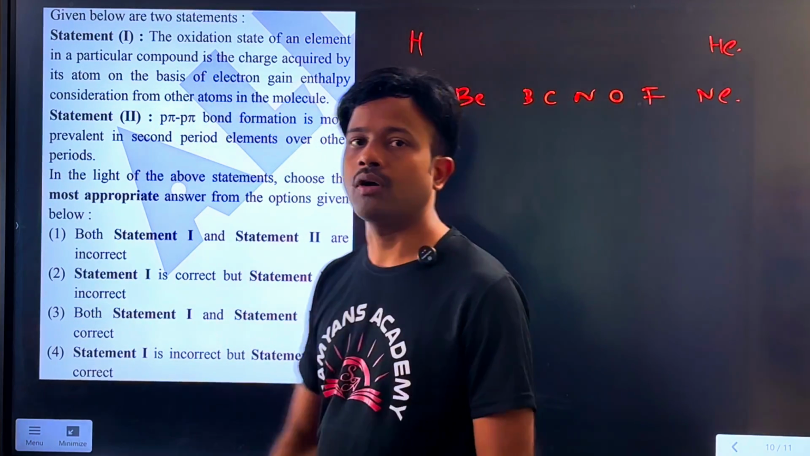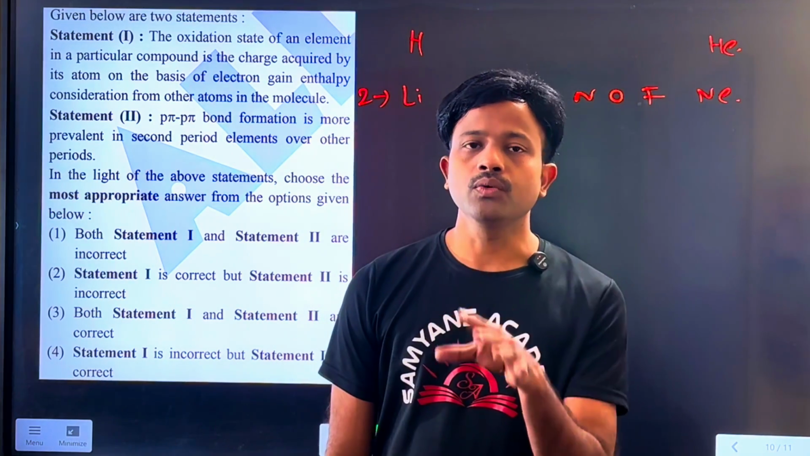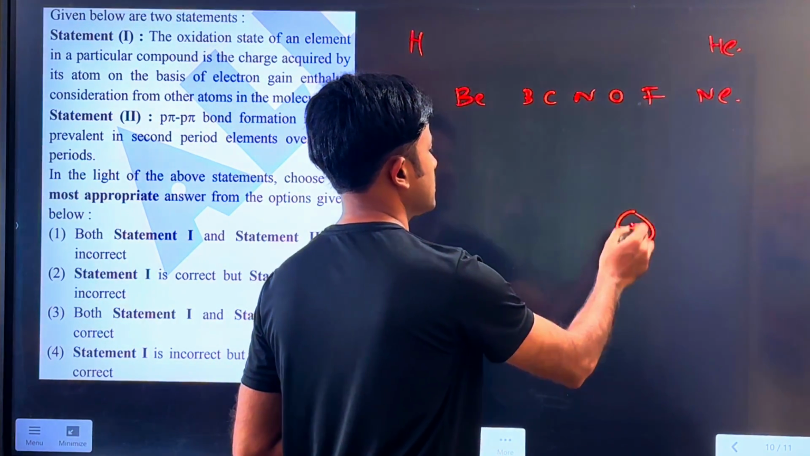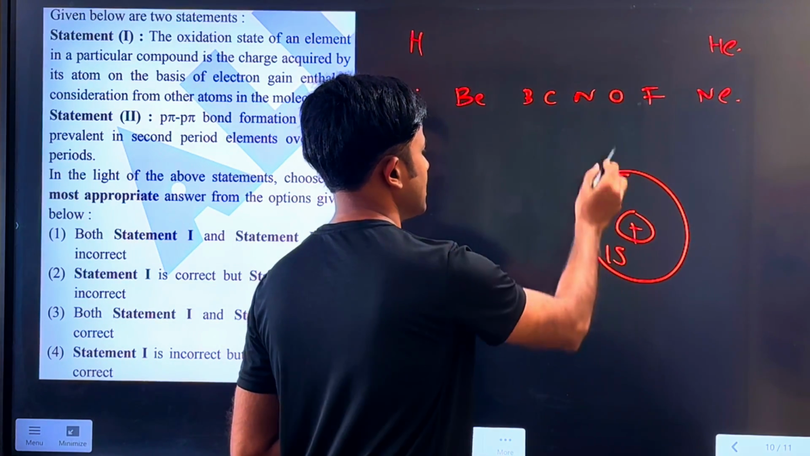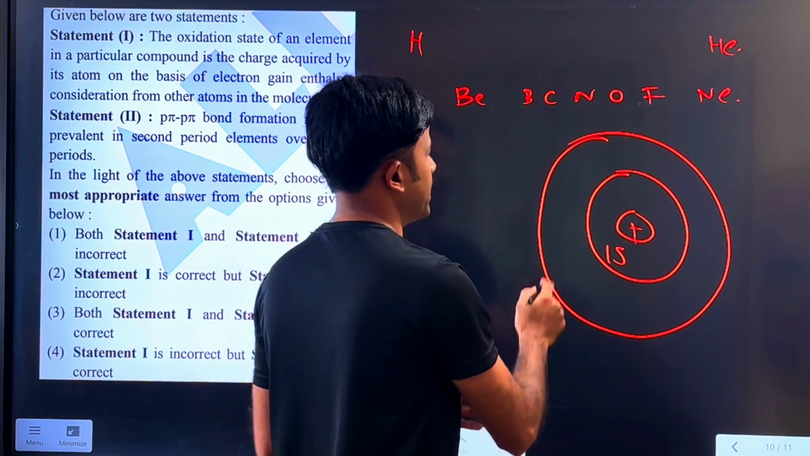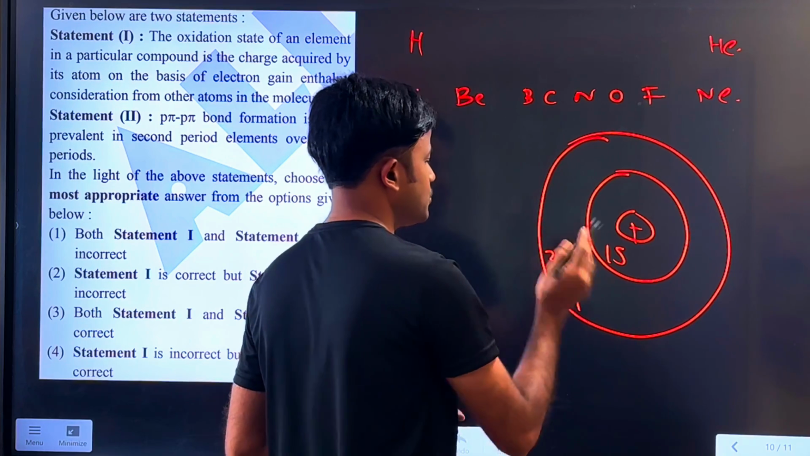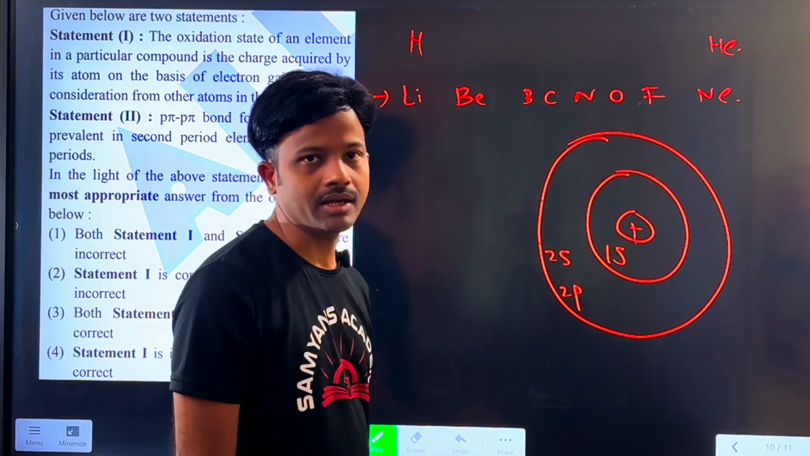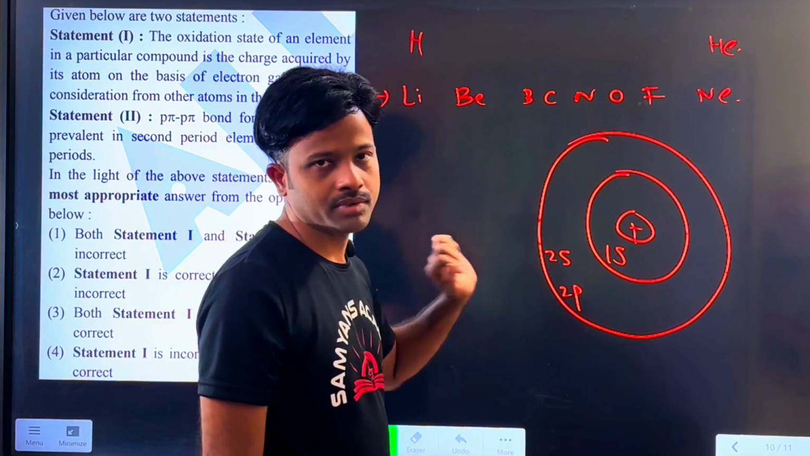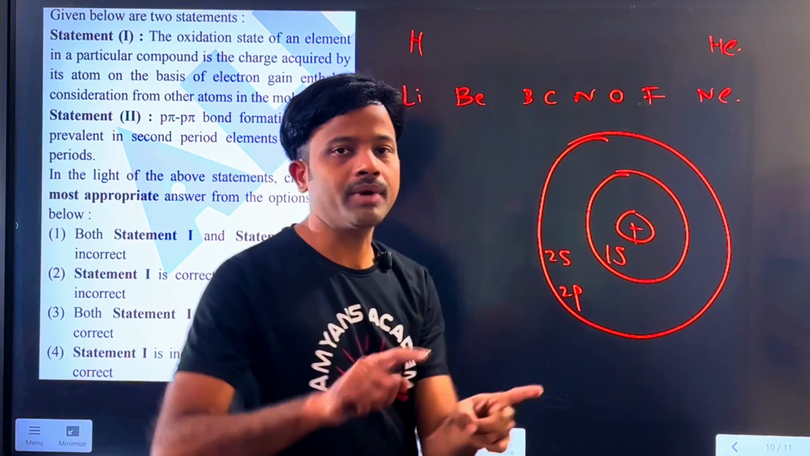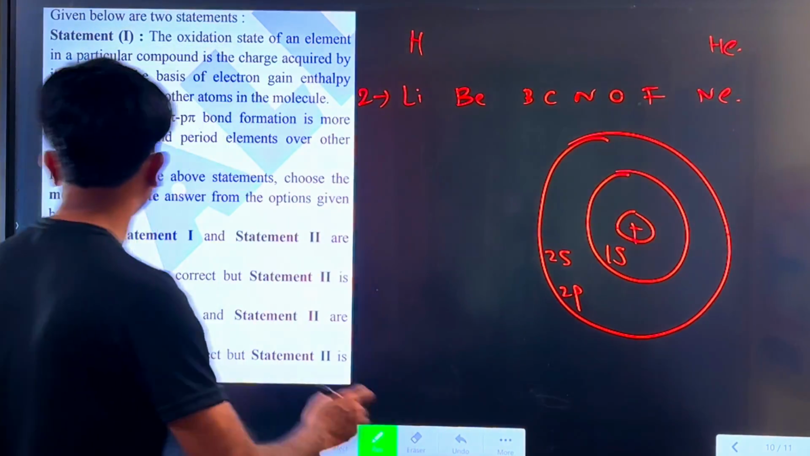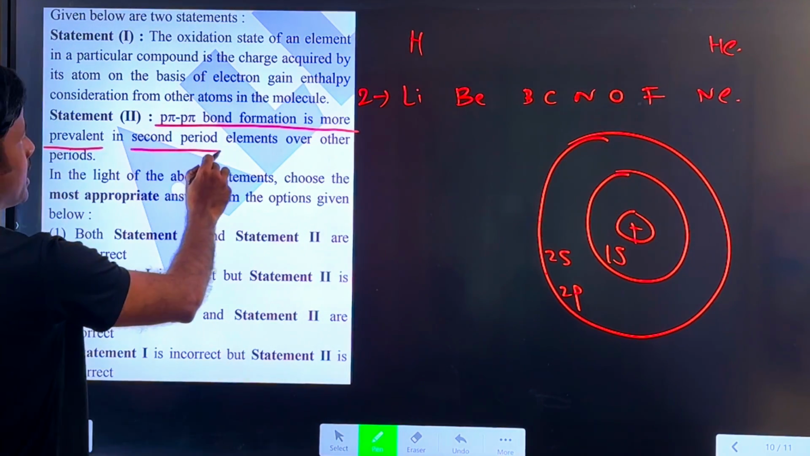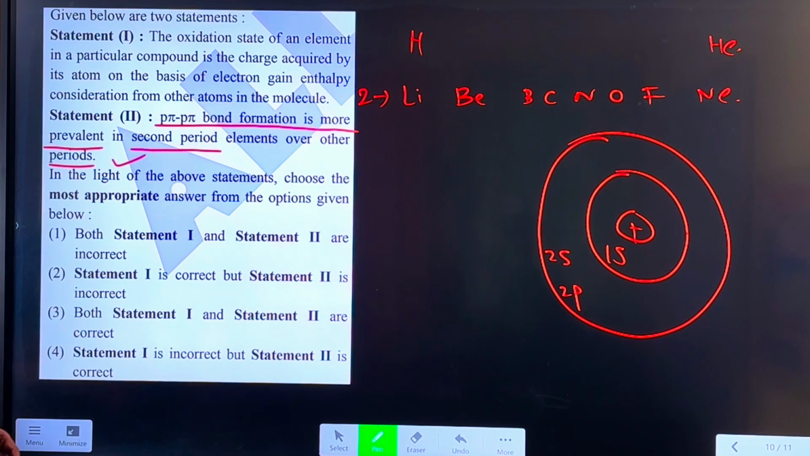You observe the electron configuration of all these elements has 2s and 2p6, meaning two periods. First is the nucleus. The first period has only 1s. In the second period, the second orbit has 2s and 2p subshells. In every element the p subshell is there, so they can form p pi bonds readily. So p pi bond formation is more prevalent in second period elements over other periods. This is a right statement.